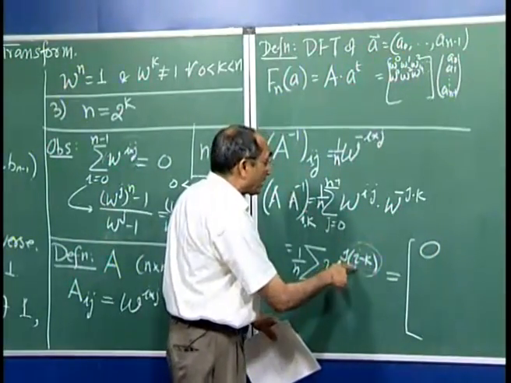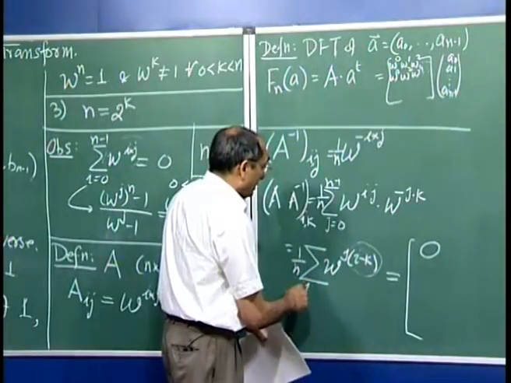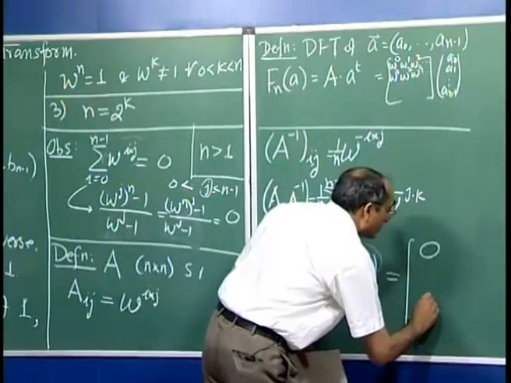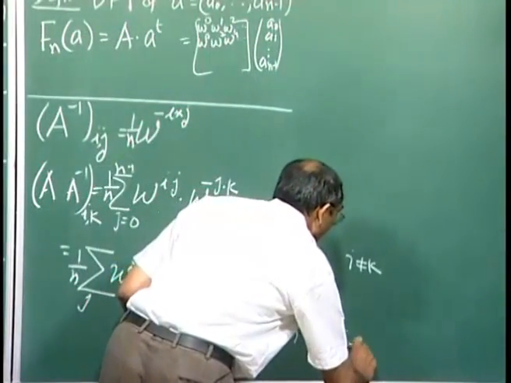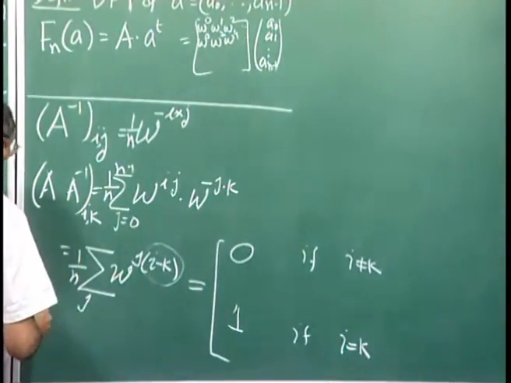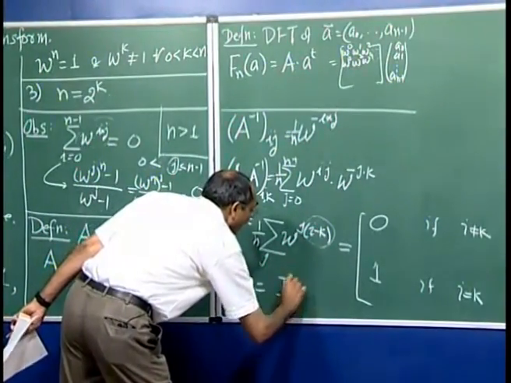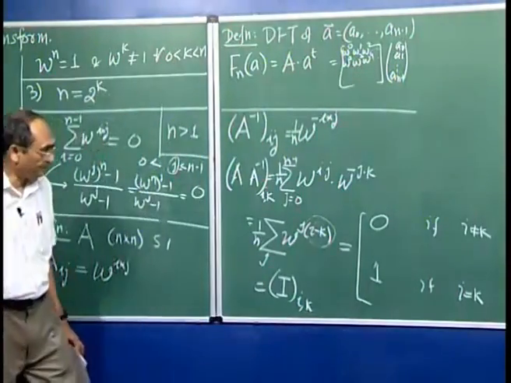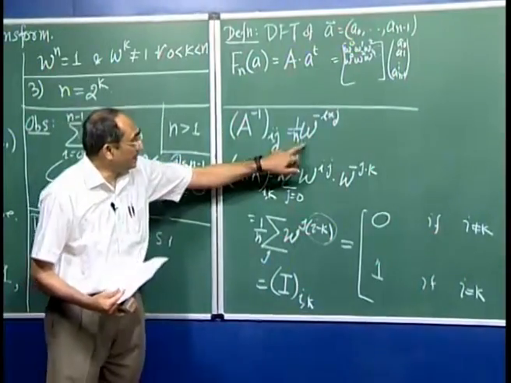If i is equal to k, this exponent is 0, this quantity is 1, and this whole sum is nothing but n divided by n. So it becomes 1 if i is equal to k, which means this is the identity matrix, the ikth value of that, which establishes the fact that indeed this is the inverse of A.